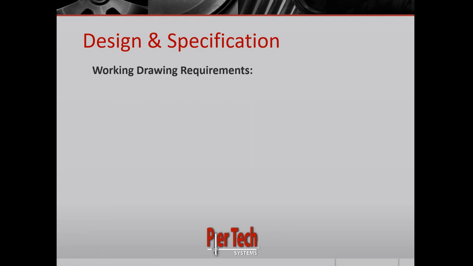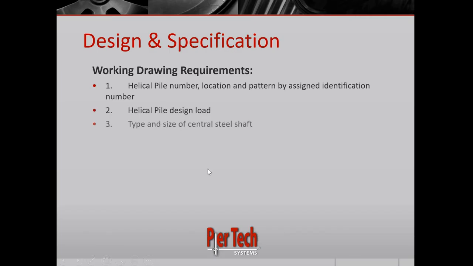Next is what the working drawing requirements are. So these will be the documents that you work off and you use to install the piers, locate, all of that. So first off, they're going to require the helical pile number, so all the piles to be numbered, show the location, and pattern by assigned identification number, so where those are on the specific plans.